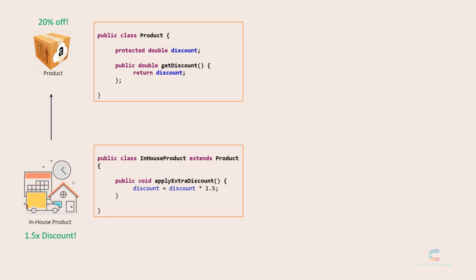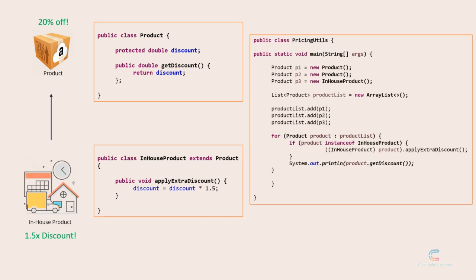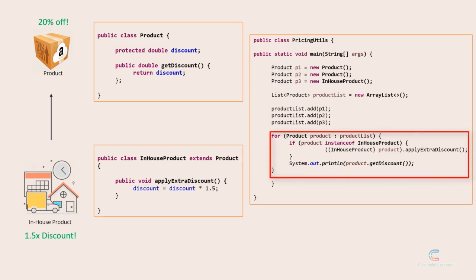We will now use a bunch of these product and in-house product objects in another class. This class is named PricingUtils. It instantiates 3 objects, 2 of them generic products and the third one an in-house product. Note that all 3 are of type reference product. Next, we iterate through this list of objects which we just created. For the first 2 products, the if condition returns false because they are not in-house products, and so the instanceof operator returns false. So it skips what is inside the if condition and it simply prints the discount for each of the 2 products.